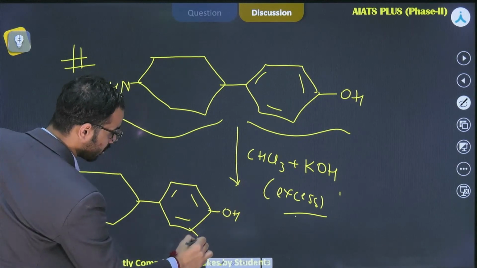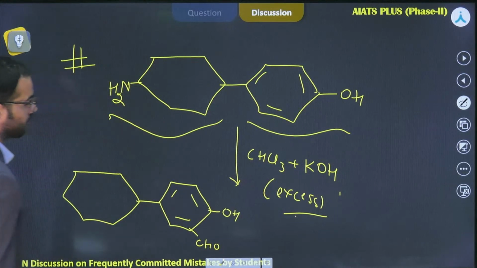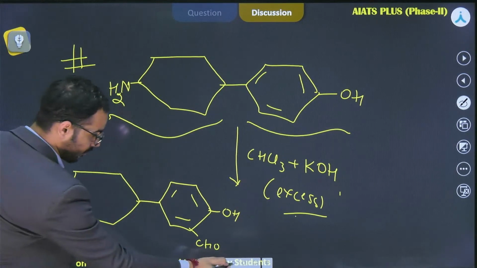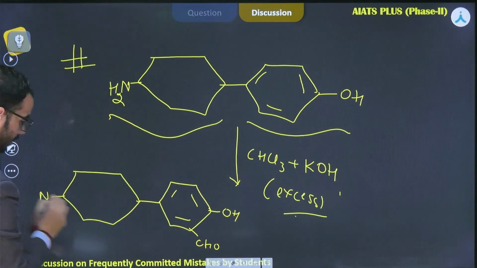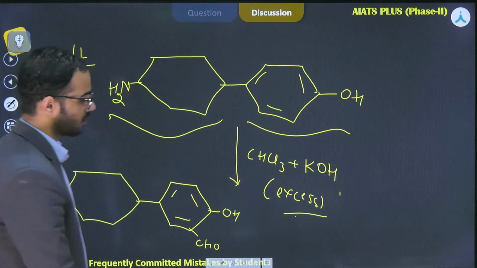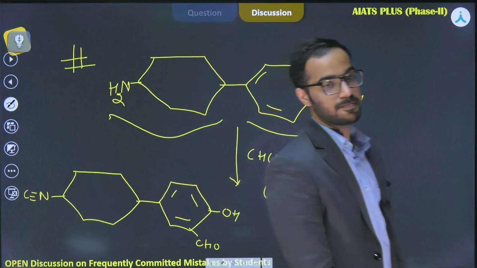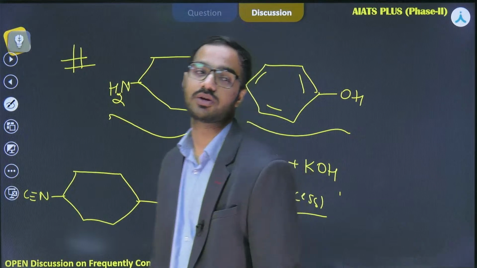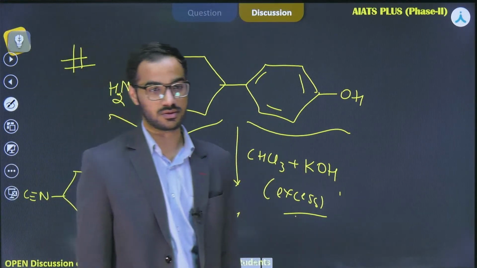OH and CHO. Here you'll be having NC. It's NC. Always remember, I will try to make it more clear. Here both the carbylamine reaction as well as the Riemann-Tiemann reaction will take place. Is it clear, everyone?